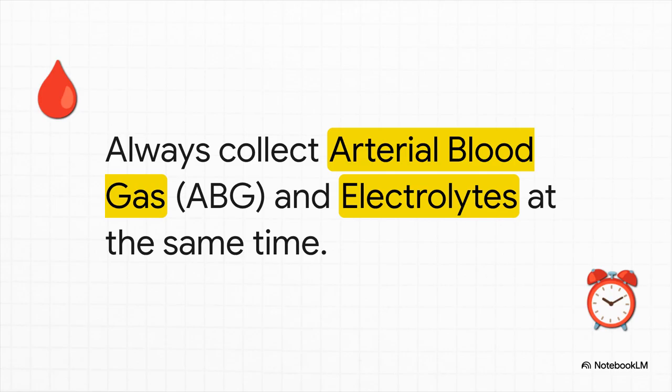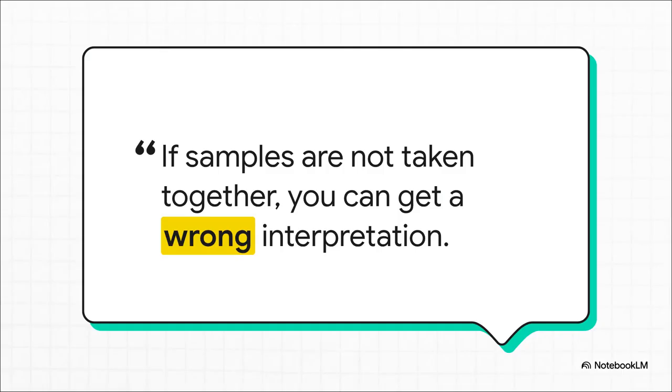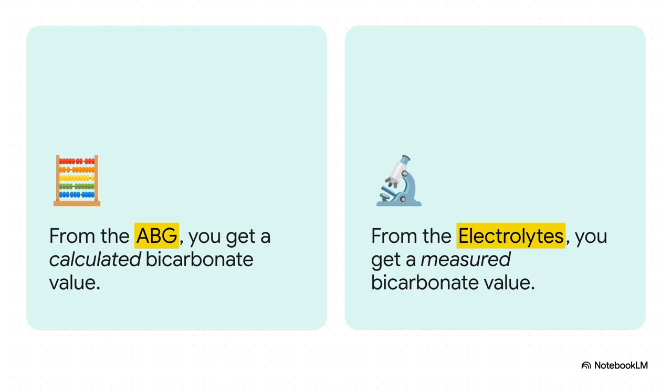This is totally non-negotiable, and it's because our main clue, the bicarbonate level, is a moving target. Think about it. When the body gets too alkaline or it's holding on to too much CO2, bicarbonate levels go up. And when it's too acidic or blowing off too much CO2, they drop. The thing is, these shifts can happen in just a few minutes. So the risk is huge. If your samples are out of sync, your entire interpretation could be wrong right from the get-go. You'll be chasing a ghost, and your diagnosis will be built on a shaky foundation. Step 1 is everything.